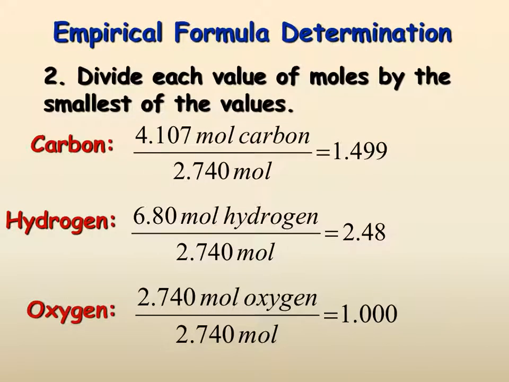All right, and when we do that, we get 4.107 divided by 2.74 gives you 1.499, or about 1.5. 6.8 divided by that gives you 2.48, or about 2.5. And then 2.7 divided by 2.7 gives you 1. Okay? So here we're not getting whole numbers this time. So this time we do have to apply that last step. We need to multiply by a whole number integer to make all those decimals disappear. So since it's 0.5s, the easiest number to use is going to be 2.